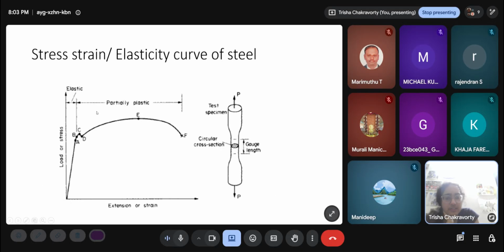But F is not the failure point, because once you have loaded it beyond E, the material cannot take any more stress. Even if the stress decreases, the strain will increase, and ultimately it is going to fracture anyway. So that is why E is the critical point. The highest point in the stress strain curve is the most critical point, the ultimate stress point.